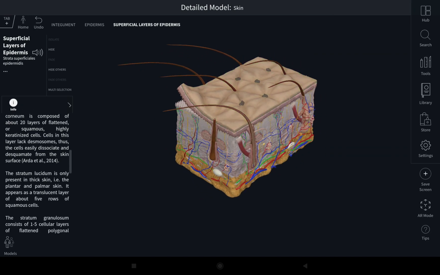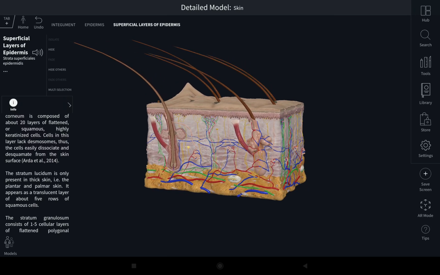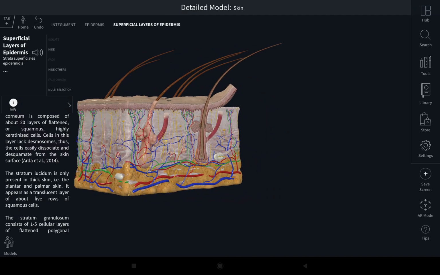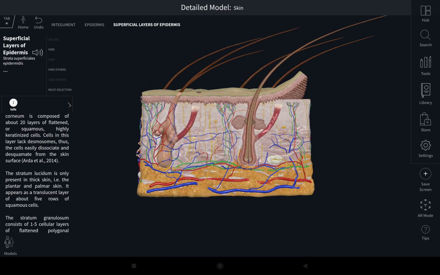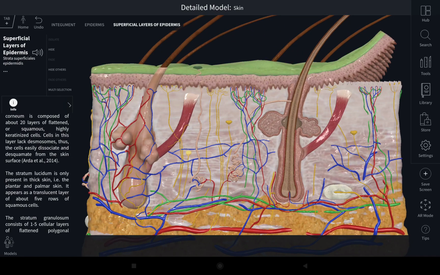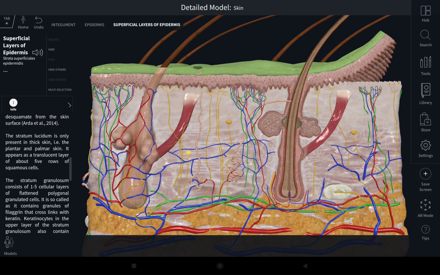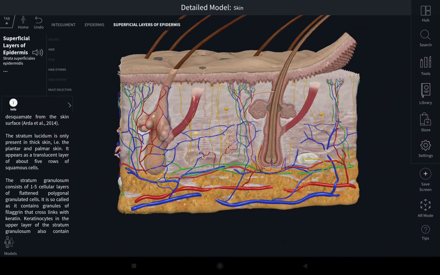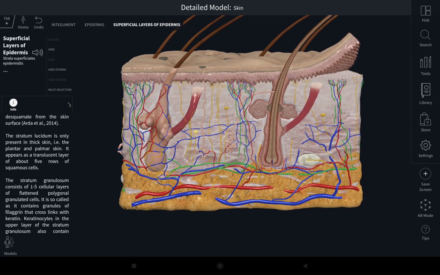The stratum lucidum is only present in thick skin, the plantar and palmar skin. It appears as a translucent layer of about 5 rows of squamous cells, and the stratum granulosum consists of 1 to 5 layers of flattened polygonal granulated cells. It is so called because it contains granules of filaggrin that cross-link with keratin.